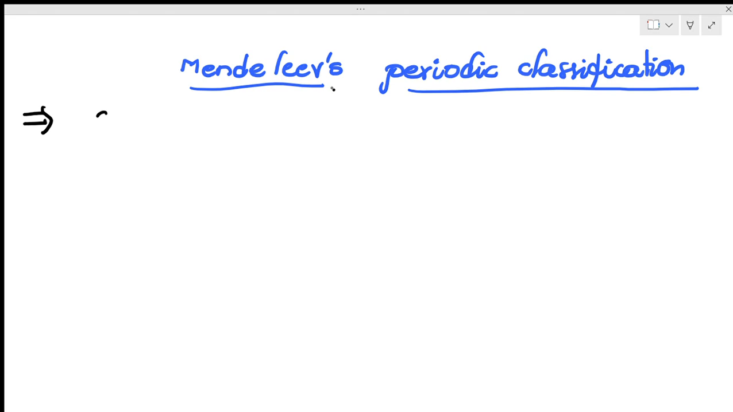At Mendeleev's time, only 63 elements were there. Based upon those 63 elements only, he made one periodic table. He classified the 63 elements. He was also like the previous scientists: he arranged them in increasing order of their atomic mass.